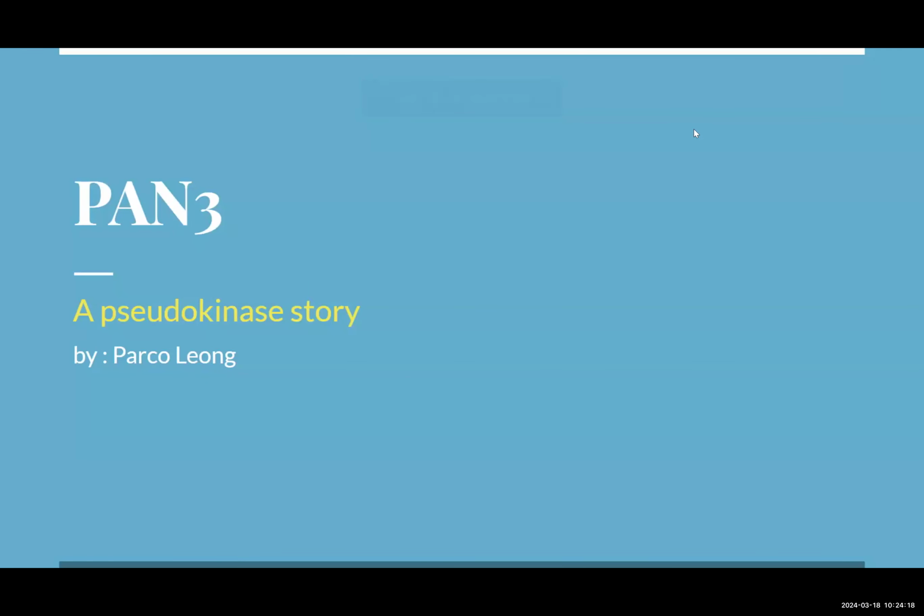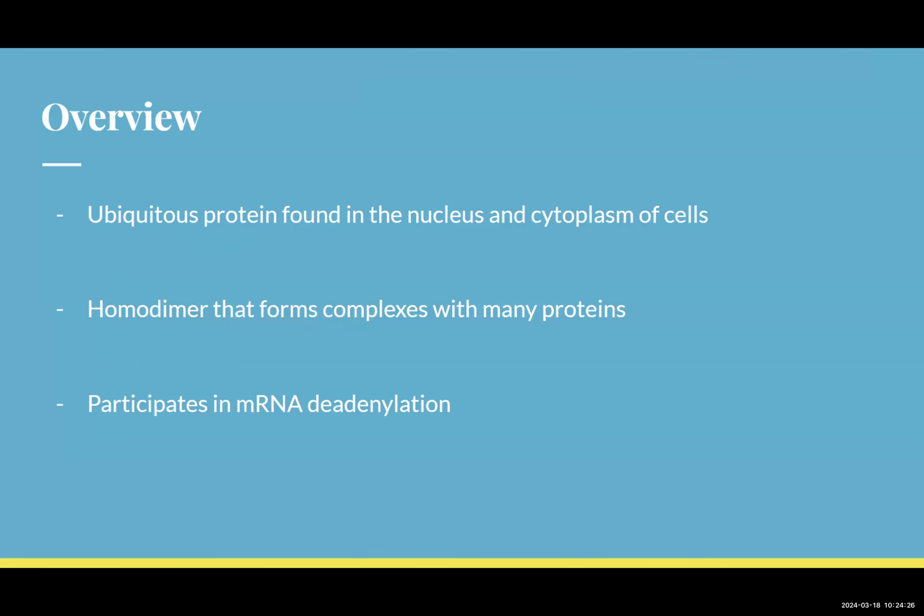Hello, my name is Parco, and this is poly A nuclease 3, a pseudokinase story. So let's start off with an overview. PAN3 is an 887 amino acid long, 95 kilodalton protein. It is a ubiquitous protein that's found in the nucleus and cytoplasm of almost all eukaryotic cells. It exists as a homodimer that forms complexes with many proteins, for example, PAN2, an exonuclease. And it participates in mRNA deadenylation, in other words, degradation of the poly A tail of mature mRNAs.